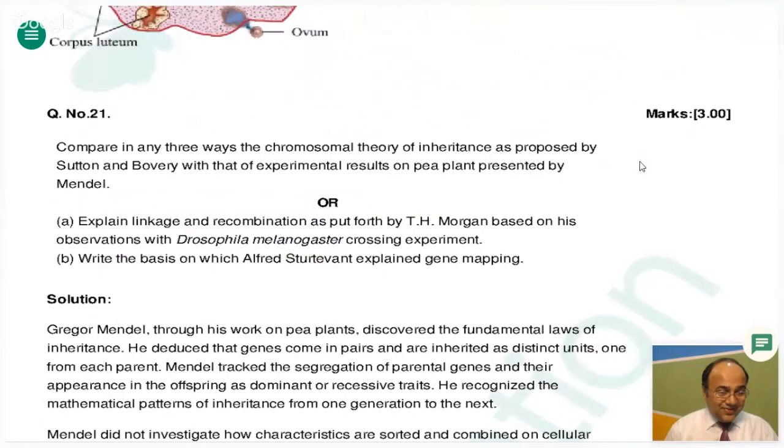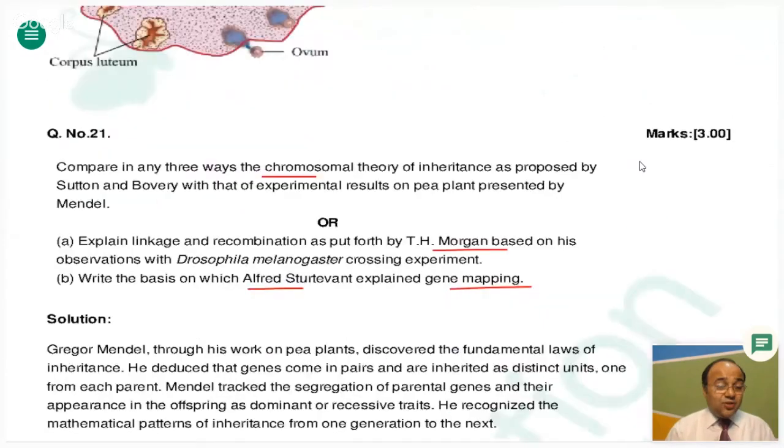Okay. So then, this is a typical question, a very common one. Define or compare any three ways the chromosomal theory of inheritance as proposed by Sutton and Boveri with the experimental results of Mendel, right? So how the two things are aligning, and based on that, how did they come to the conclusion of chromosomal theory of inheritance, that the genes are indeed located on the chromosomes, right? So how did they come up with that explanation? We'll have to discuss that. And again, we can discuss over here either Morgan's experiment on linkage and recombination, and based on that, how did Alfred Sturtevant was able to go in for gene mapping, right? So this is a bit typical one, especially the second or the B part, but it is not that difficult. Again, based on the recombination frequency of the two genes, you can define how far are they on the same chromosome, and that helps in gene mapping. Okay.